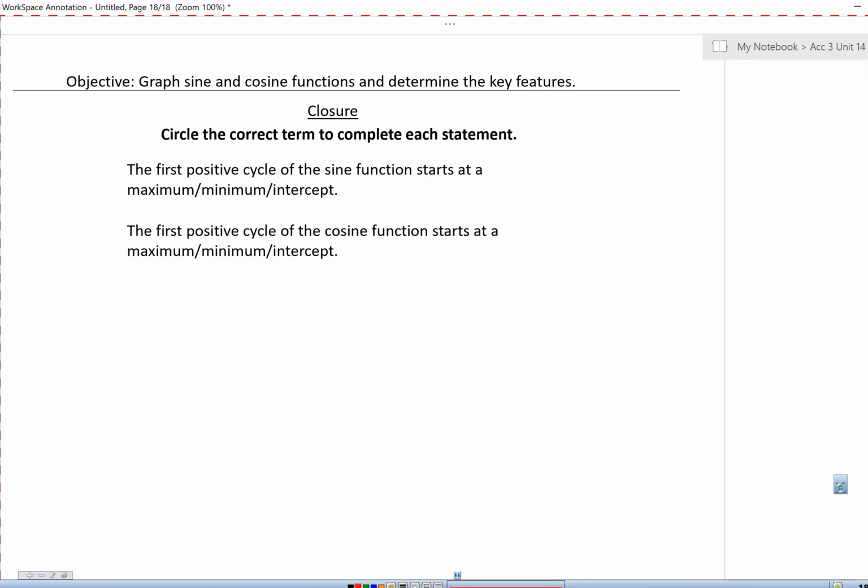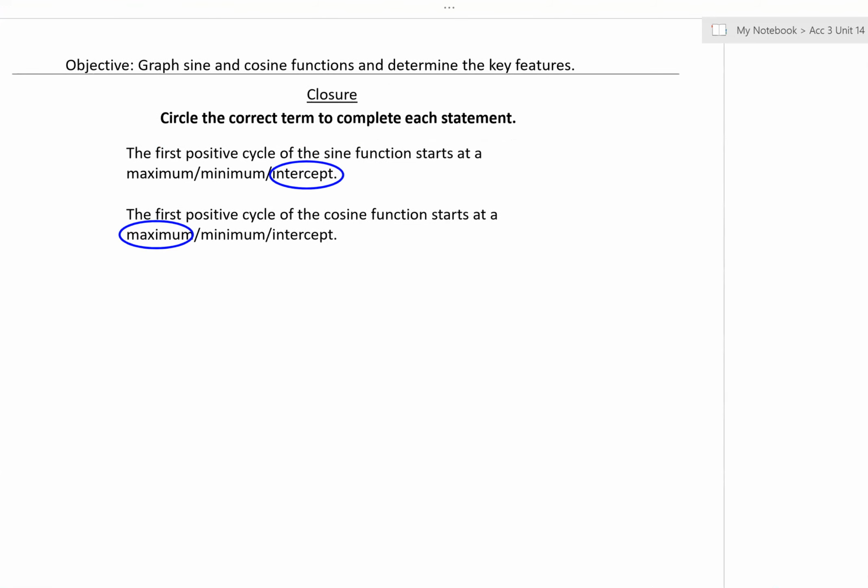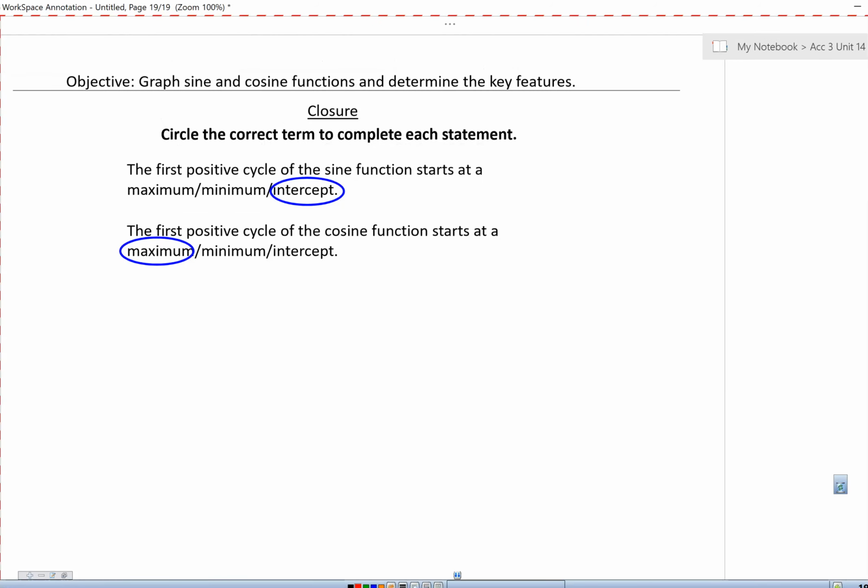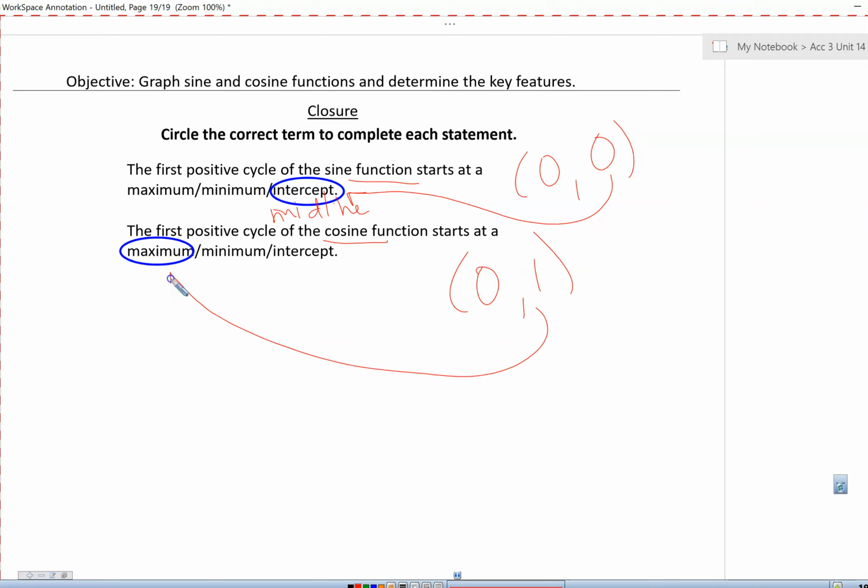All right, let's see how you did. So when you're graphing sine, what you need to realize is the sine function, which at 0 radians, the sine value is 0, means it starts at an intercept, or what we call a midline point. But cosine at 0 radians is 1, which means cosine starts at a maximum.